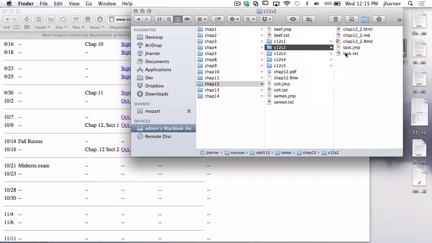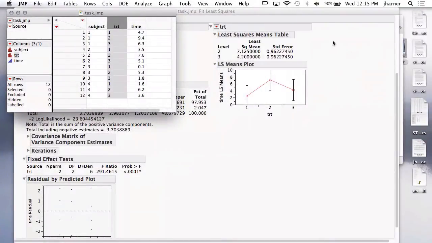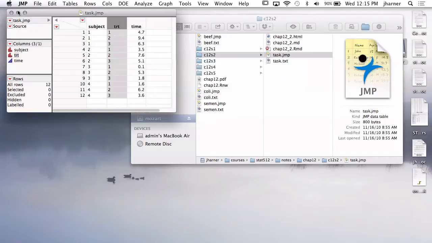So here's the, I've already got it as a JMP data set. In fact, I've already run it, so let me kill this. That's the data set in JMP, and you could import the text file and get a JMP file quite easily. So I have subject, treatment, and then these are the times.